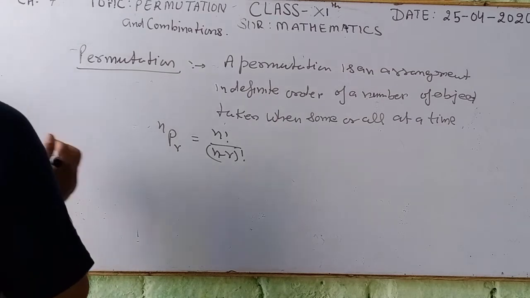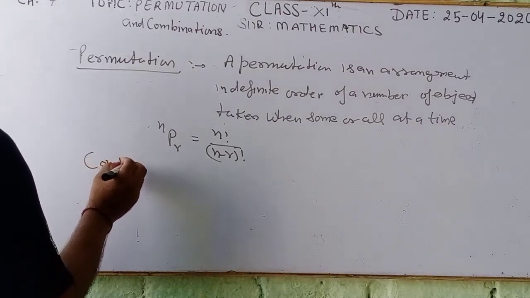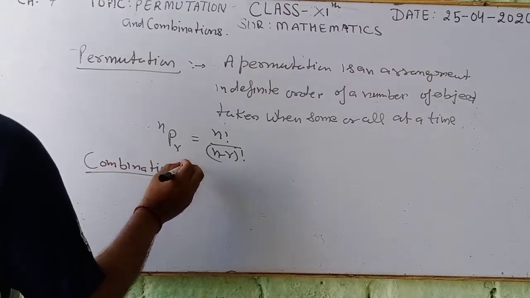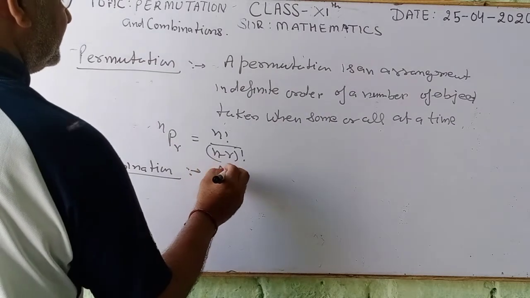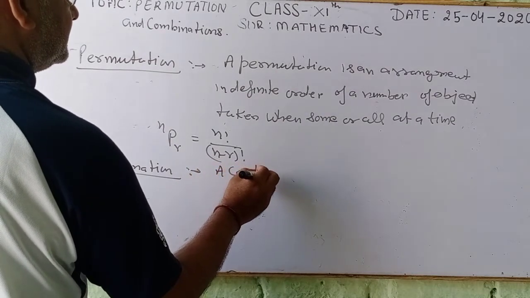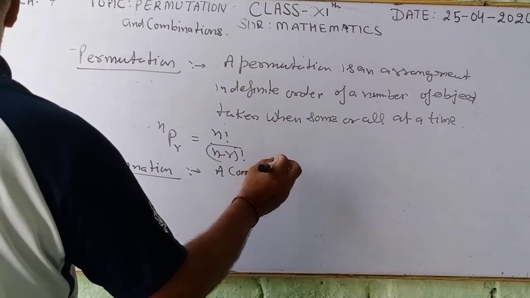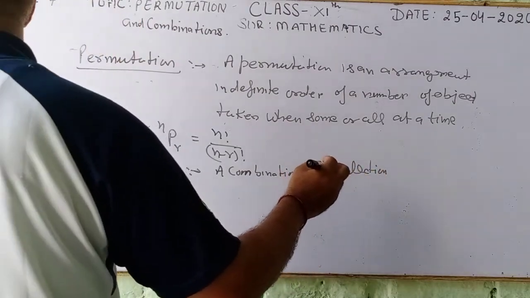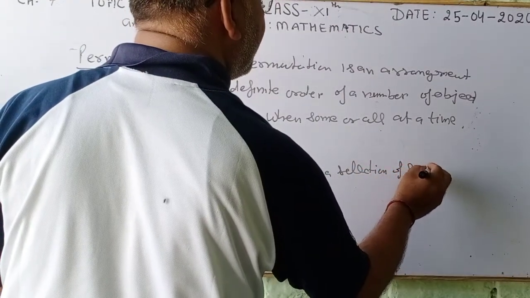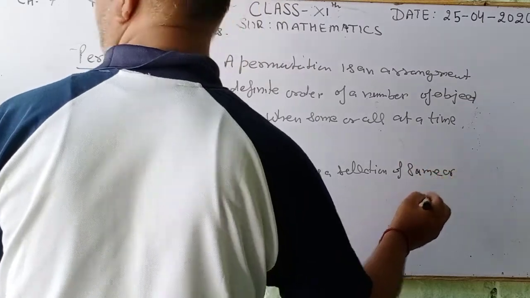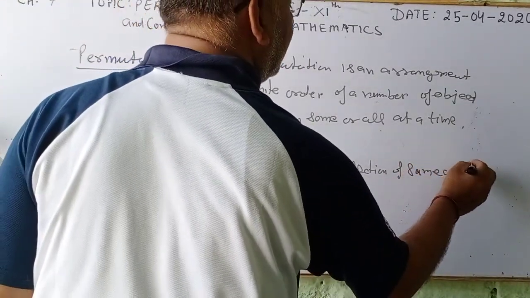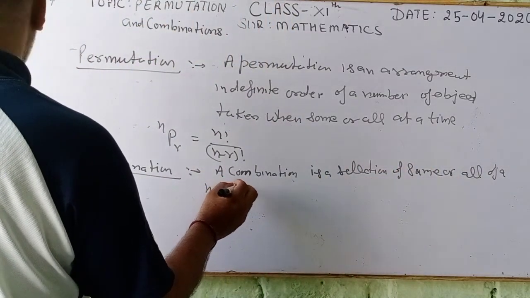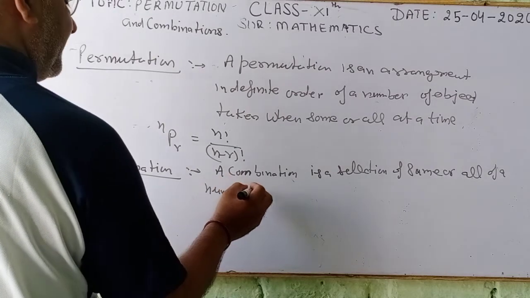And combination. A combination is a selection of some or all of a number of different objects.